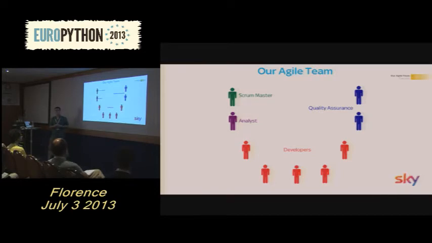This is what our team looks like at Sky. So we have the Scrum Master. Scrum Master's role is to facilitate the team. They'll be ensuring that all the Agile processes are followed. They'll be making sure that specific events happen at the right time. They'll be making sure that everybody that should attend are there. Their role is also to remove any impediments that the team may have.